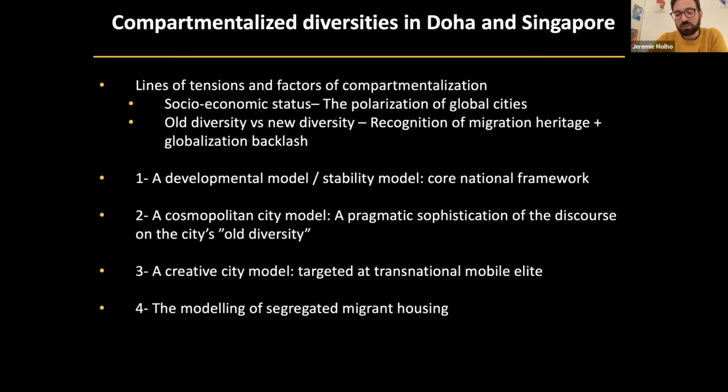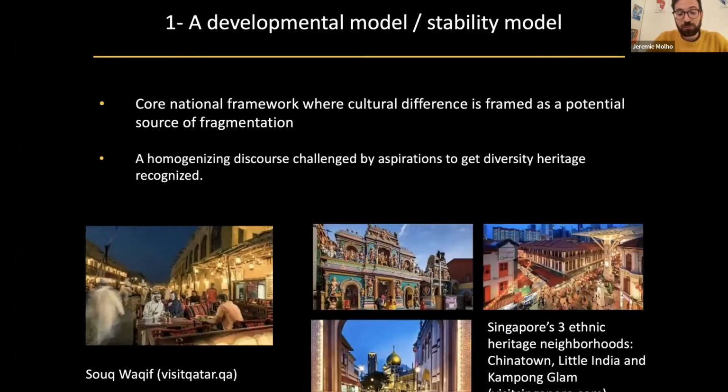Deriving from these lines of tension, four compartments structure the diversity governance in Doha and Singapore. First, a first compartment refers to the diversity of the national population and relies on a fixed identity discourse. It appears in national museums, in national commemorations, and underpins the planning of the city. Singapore, since its independence, has promoted a multicultural model with continuous efforts to promote a common national identity while promoting the identity of the three main officially recognized ethnic groups, Chinese, Malay, and Indians.